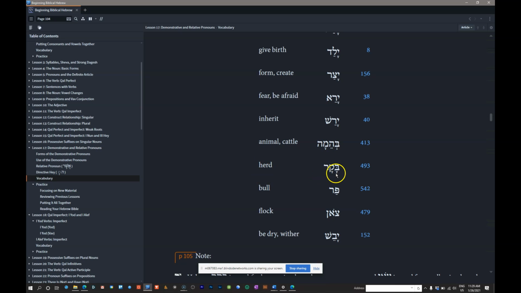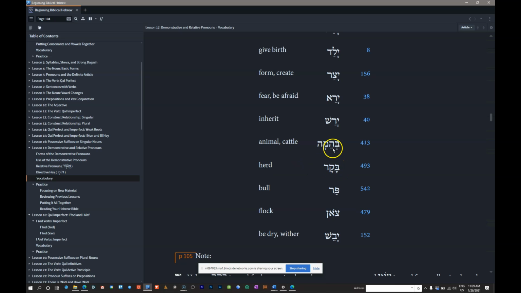But another one, bakar. It's hard to pronounce that final resh. I have a bad mnemonic for this, and so I probably shouldn't even share it because I don't want to confuse. But my bad mnemonic, it's almost like a false mnemonic.